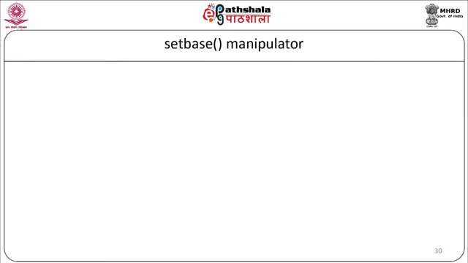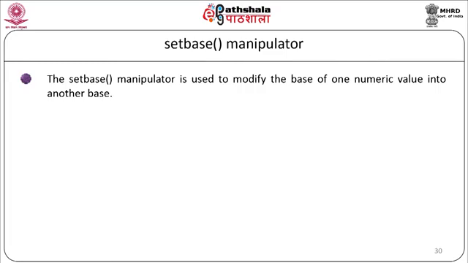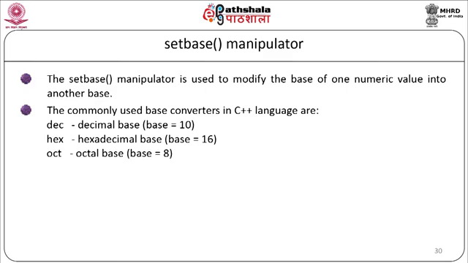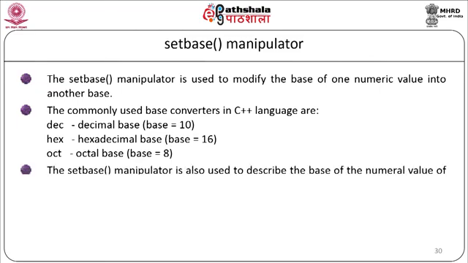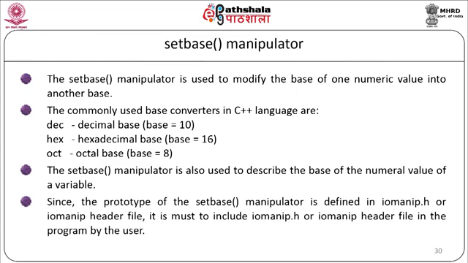Next is setbase. The setbase manipulator is used to modify the base of one numeric value into another base. The commonly used base conversions in C++ are dec, that is the decimal base where base is equal to 10; hex, that is the hexadecimal base where base is 16; and oct, that is the octal base where base is 8. The setbase manipulator is used to describe the base of a numerical value of a variable. Since the prototype of the setbase manipulator is defined in the iomanip.h or iomanip header file, it is a must to include the iomanip header file in the program.